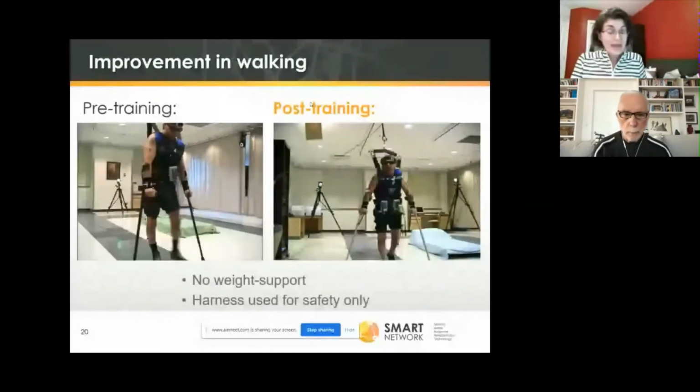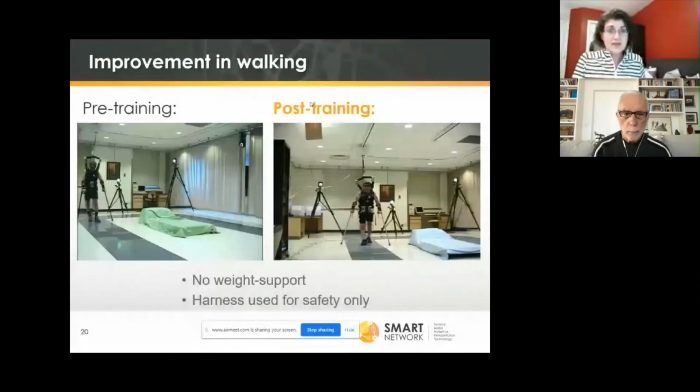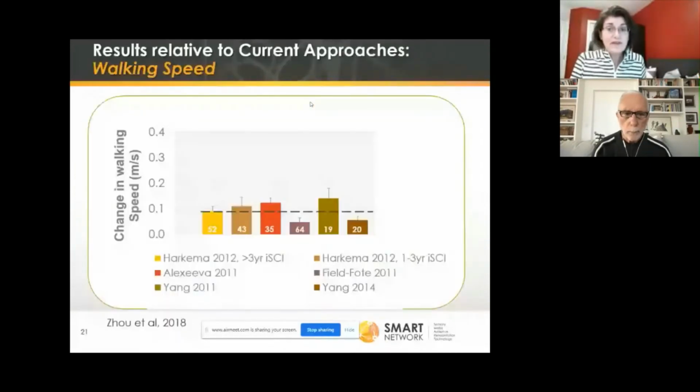Now, we compared the results of this study to published work involving gait-specific locomotor training, such as body weight supported treadmill training or overground walking training, which focused on the legs only in study participants with incomplete spinal cord injury. The bars that you see here show the increases in walking speed after training for the various studies that had training durations similar to ours, and the dashed line shows the average across the studies. The numbers in the bars represent the sample size for each study.